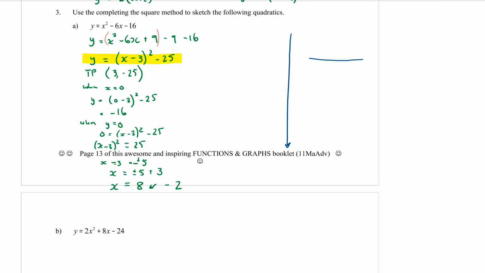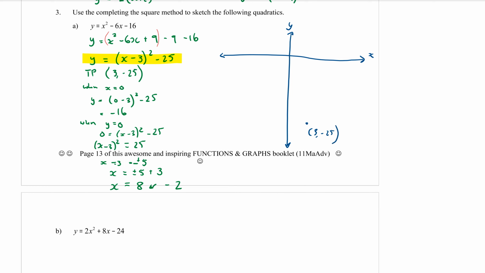We have to go quite a way down, so I'm putting my x-axis quite high. My turning point is a good place to start. That was at 3, minus 25. So I'm going to put that, it's a sketch, so it's approximate. 3, minus 25, down there.